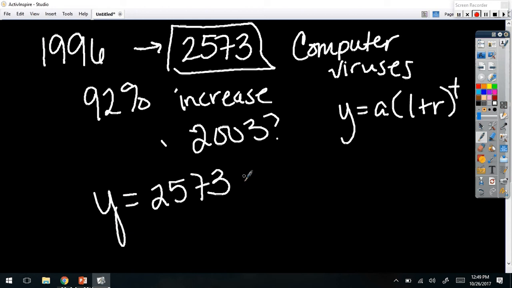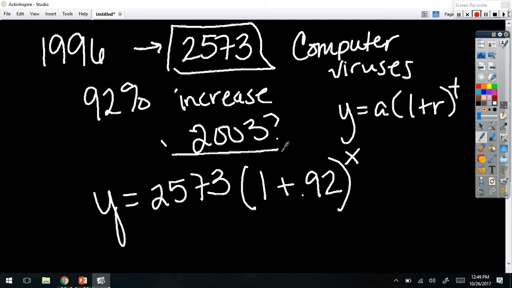Yes. My B is 1 plus, what is my rate? 0.92. There's my B. And time. If I just wanted a general equation just to graph, my variable here is my time, right? So I could put an X here for my time. But since I asked you in 2003, then I need to replace this with 7.